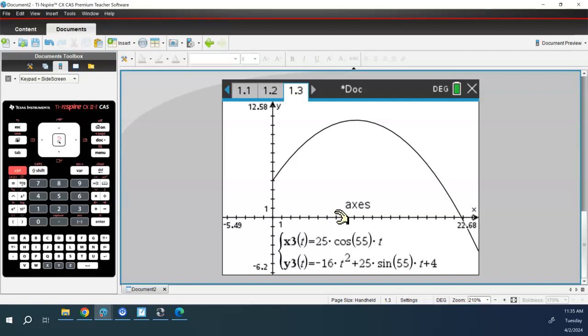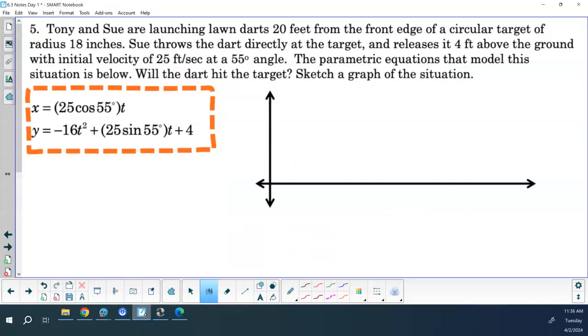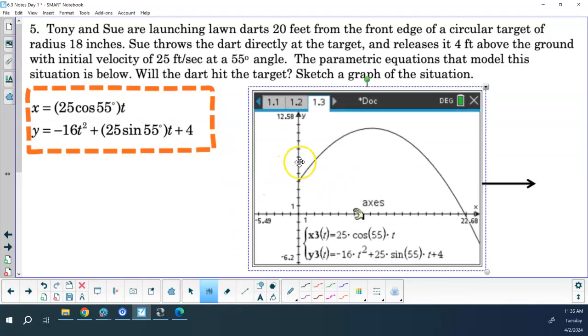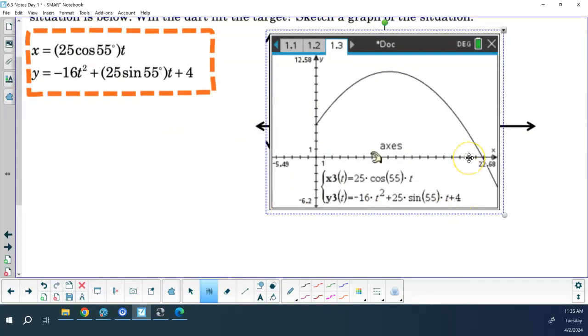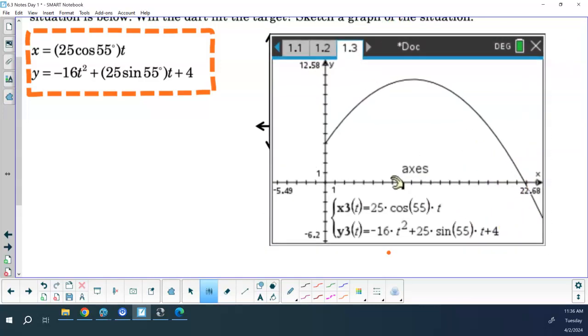What was this scenario again? Refresh my memory. We're throwing a lawn dart, right? Okay, so we're throwing a lawn dart. So this line right here. I'll even make it a color to help you out with it. What does this line right here represent?